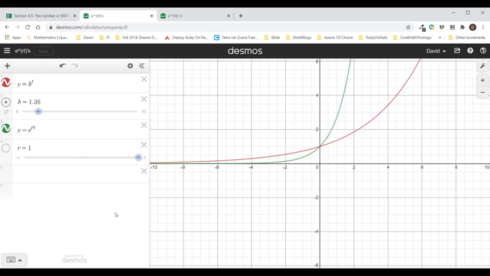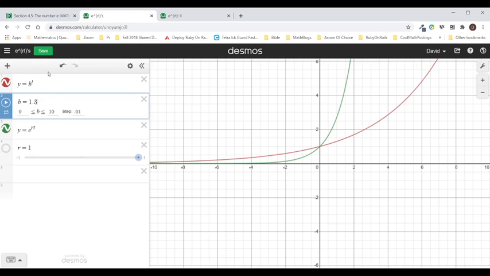Part of the problem we have when we look at exponential functions of the form y equals e to the rt is how do we know that's all of them? For example, we've been looking at exponential functions of the form b to the t. If I start out with the exponential function y equals 1.3 to the t, how do I know I can find an r so that e to the rt is exactly the same graph?